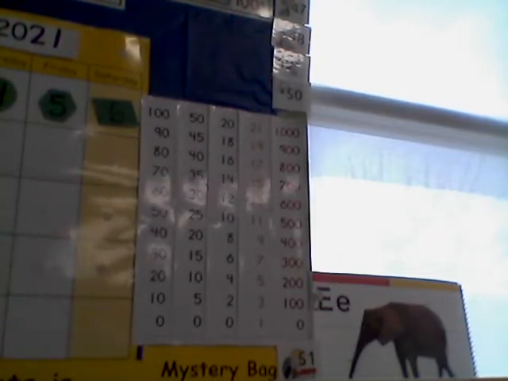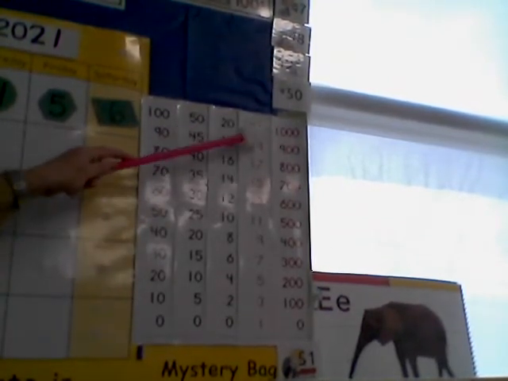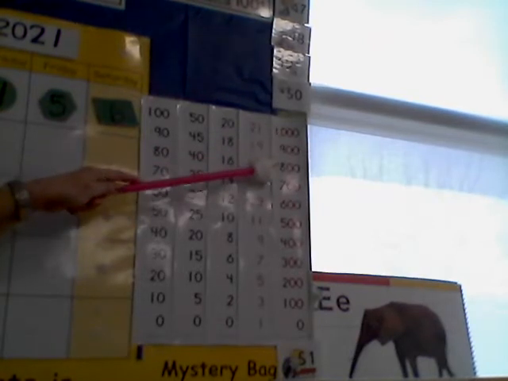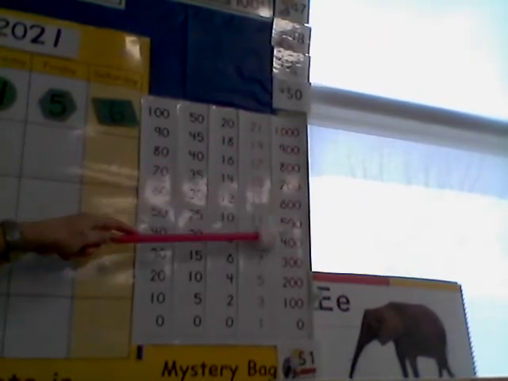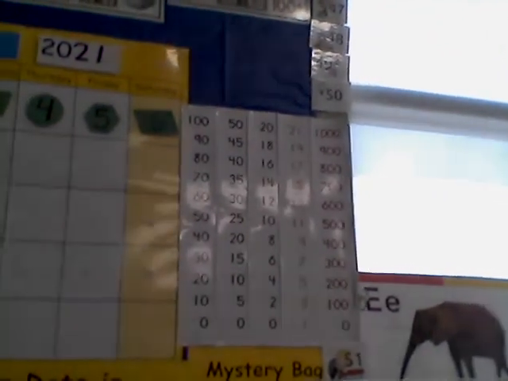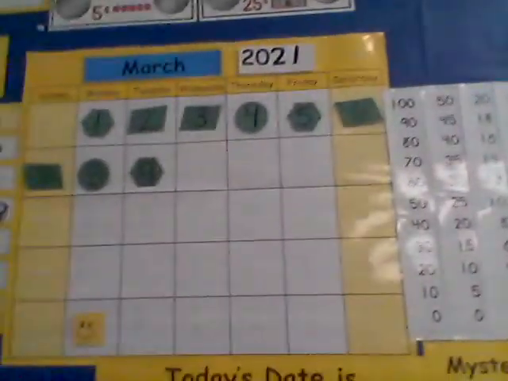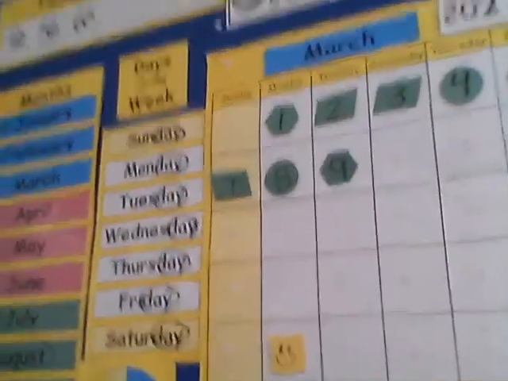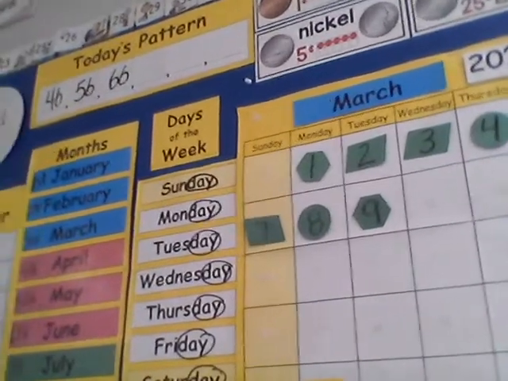Odds. 1, 3, 5, 7, 9, 11, 13, 15, 17, 19, 21. Now let's go ahead and count 100s, but we're going to do it backwards. 1,000, 900, 800, 700, 600, 500, 400, 300, 200, 100, 0. Very, very good. All right, let's look at today's pattern. Today's pattern, my friends, let's read it.